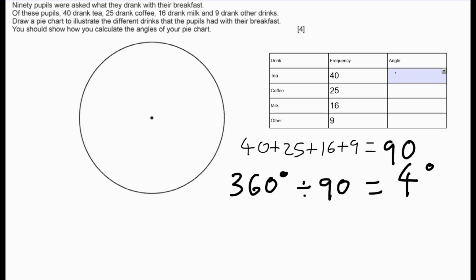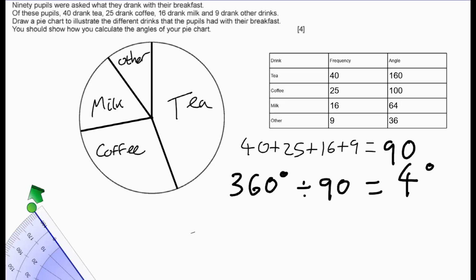So 40 times 4 is going to be 160. 25 times 4 is 100. 16 times 4 is 40. And 24, which is 64. 9 4s are 36. And we can add those up to 360 to check that we're right, and now we can draw the pie chart. And that should be what your pie chart looks like.